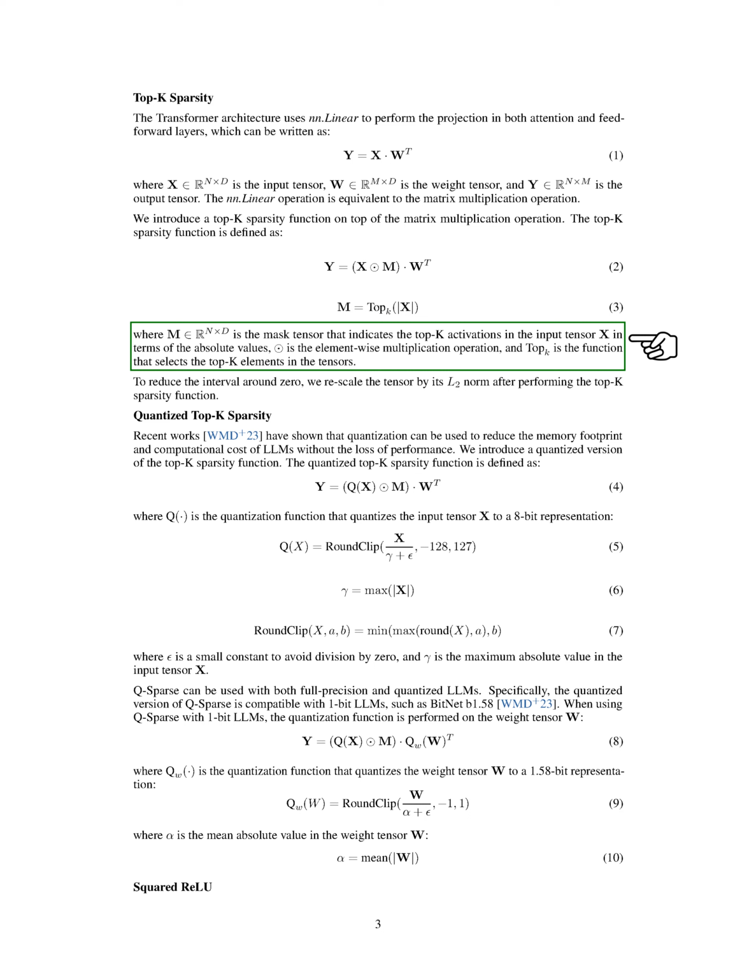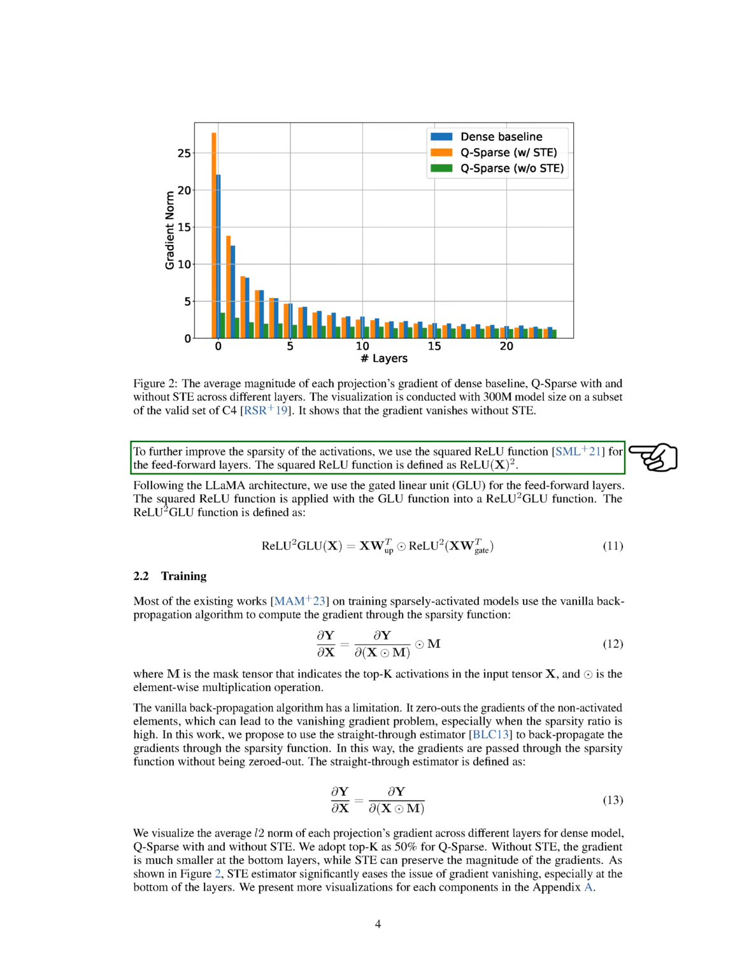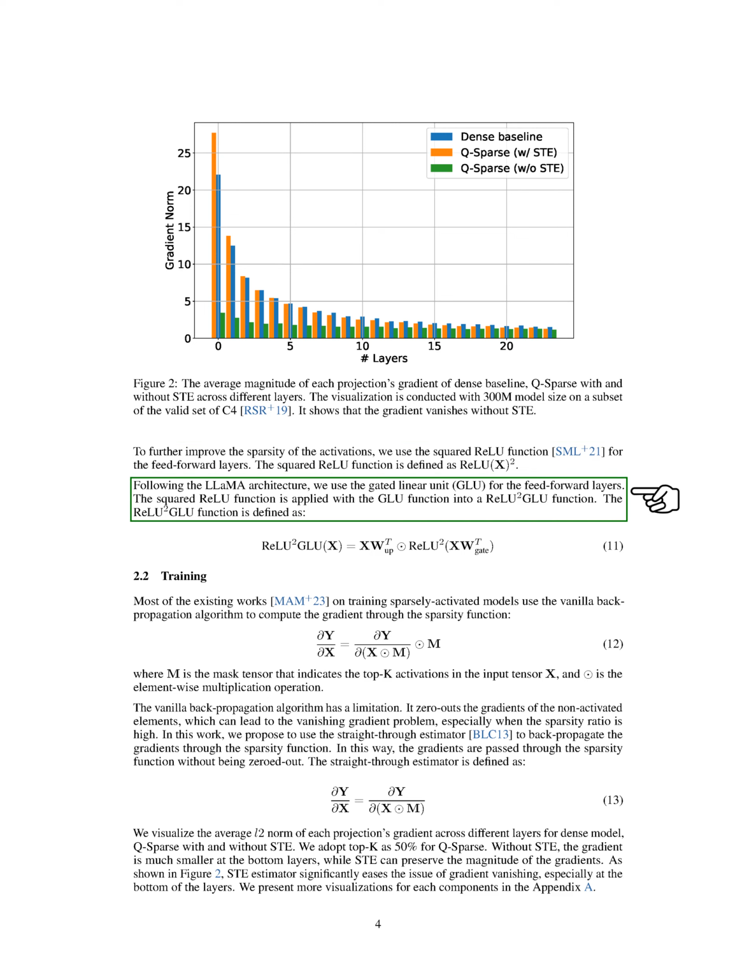To enhance activation sparsity even further, we utilize a squared ReLU function in the feed-forward layers. This function is defined as the square of the ReLU output. Following the Llama architecture, we incorporate a gated linear unit, GLU, into the feed-forward layers, resulting in a combined ReLU squared GLU function.